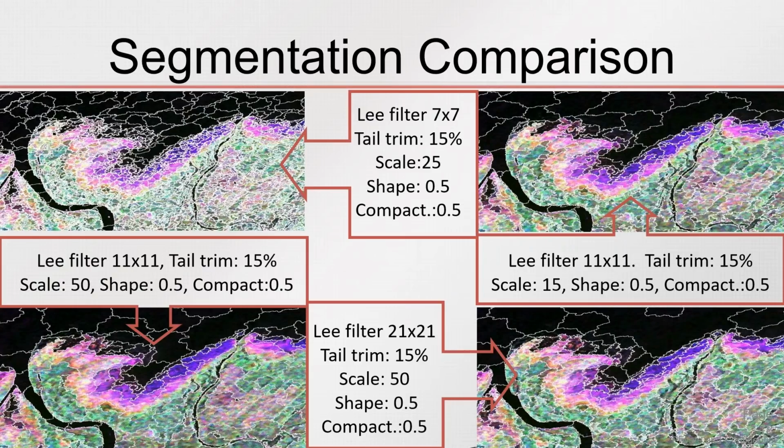This is just showing the segmentation comparisons. We have here basically just showing scale parameters that are changing. So we've got 25 on the left at the top, 15 on the right, 50 on the bottom right, and then 50 on the bottom with some differences. So differences in terms of the size of the filter before, differences in terms of the scale parameter. You can see that we can play very easily with different filters and different scale parameters or shape and compactness, and see what kind of objects we're getting.